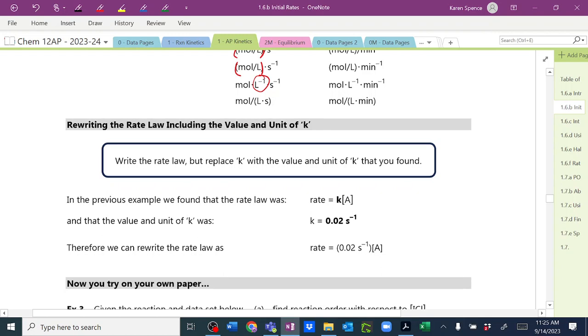You might be asked to rewrite the rate law, including the value and unit of K, in which case just solve for K and plug in where K is, okay?